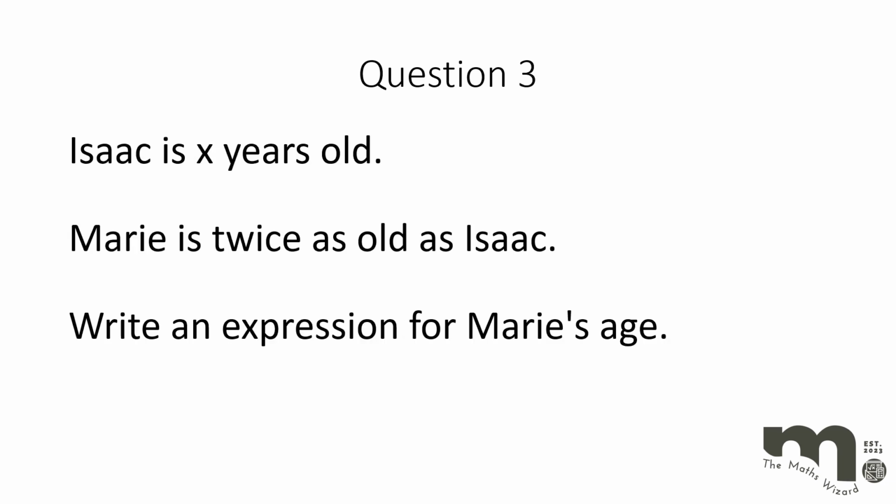And here's your next question. The key word here is this word twice. Because Marie's twice as old, that means Marie is double the age of Isaac. So remember, double means multiplied by 2. We know because Isaac is x, it's got to be x times 2, which we would write as 2x.